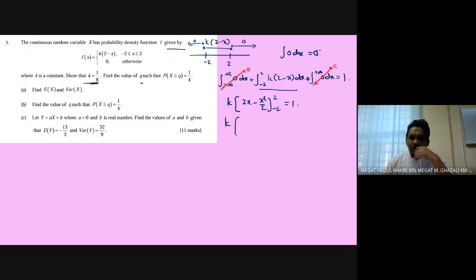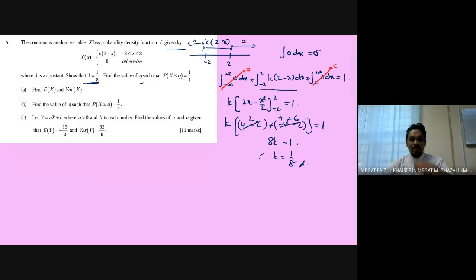Then k, substitute 2 times 2 equal to 4, and then 2 squared equal to 4 divided by 2 equal to 2, minus -2 times 2 equal to -4, minus -2 squared equal to 4 divided by 2 equal to 2. So then 4 minus 2 equal to 2, -4 minus 2 equal to -6. Negative times negative becomes positive. So 2 plus 6 equal to 8, 8k equal to 1. Then k is 1 over 8. There you go.